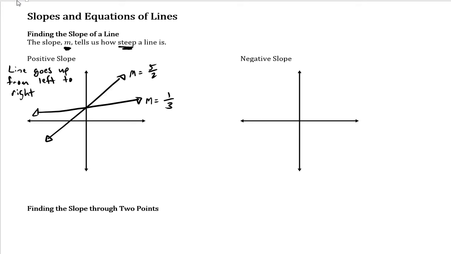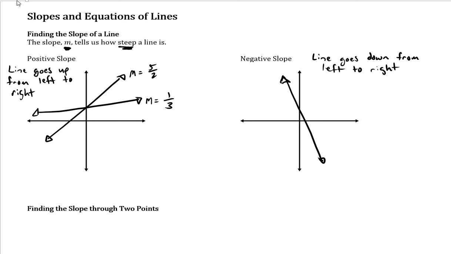Okay, so there's a couple of positive slopes, and you can have a negative slope, which tells us that the line goes down from left to right. So again, reading it just like a book, from left to right, the line must go down. So for instance, maybe here's a random line.